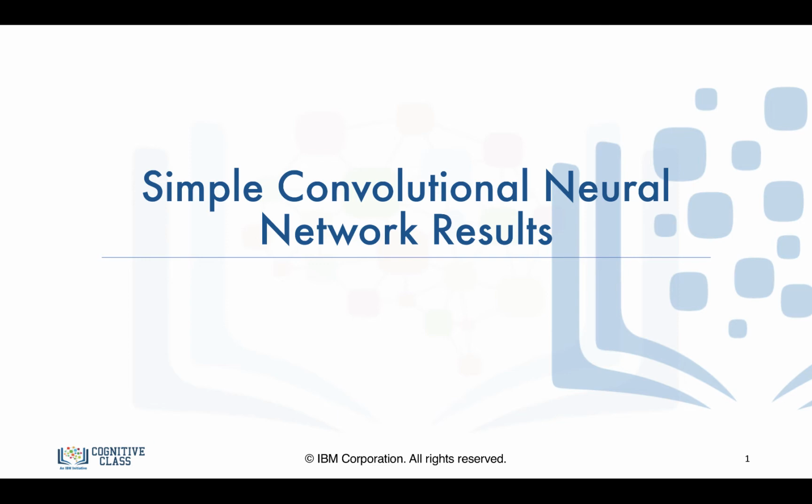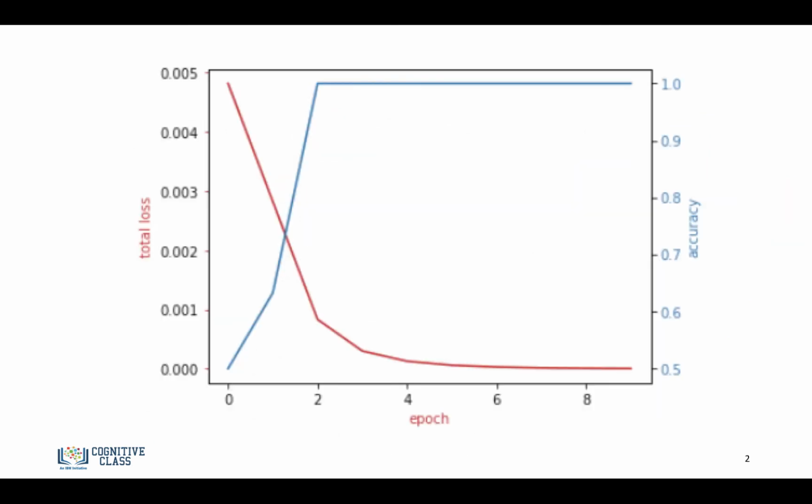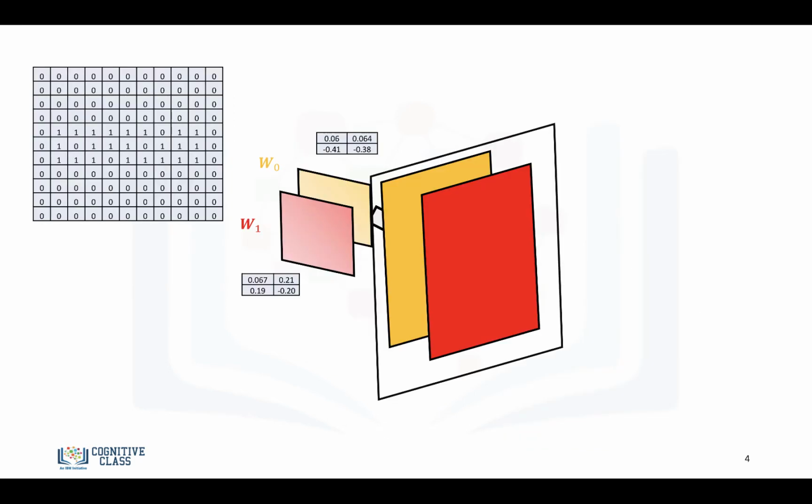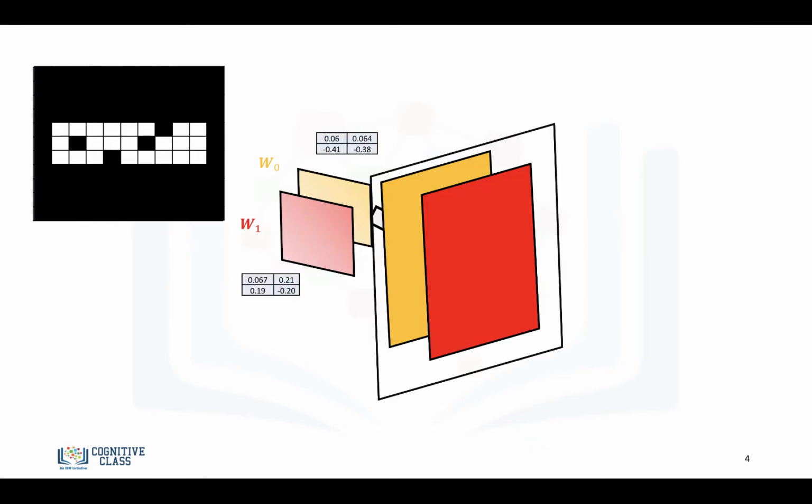So in this video, we're going to discuss the results from our neural network. So here's our training loss and accuracy. I have the two samples, and it's basically a tensor. So let's draw it as an image to help clarify what's going on.